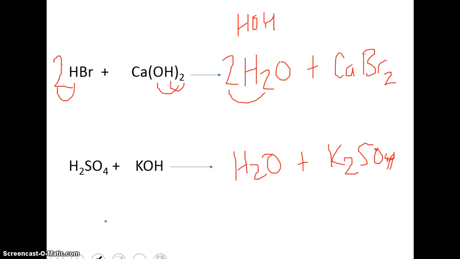So, once again, I would do hydrogens last. Our SO4 does stay together, so you've got 1 SO4 on the left and 1 SO4 on the right. So that's balanced. You've got 1 K on the left and 2 on the right, so we need to put a 2 in front of here. Now our oxygens, we've got 2 oxygens on the left, 2 oxygens here, and only 1 on the right, so we'll put a 2 in front. We've now got 4 hydrogens on the right, and we've got 2 hydrogens plus 2 hydrogens, which is 4 hydrogens. That is it for today's notes.